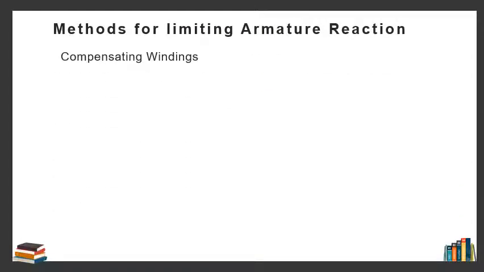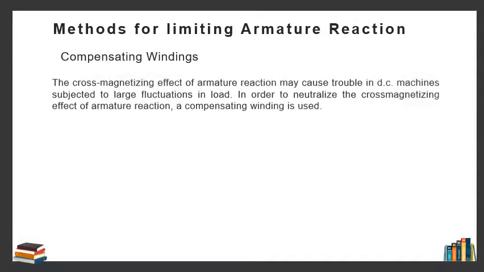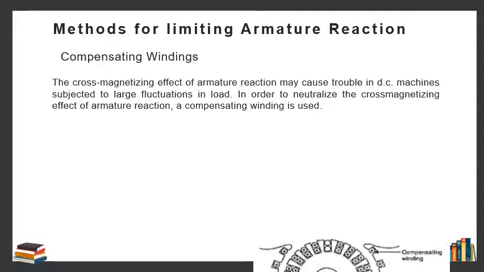So number 1, compensating winding. The cross-magnetizing effect of the armature reaction may cause trouble in a DC machine subjected to large fluctuation in load. In order to neutralize the cross-magnetizing effect of the armature reaction, a compensating winding is used.